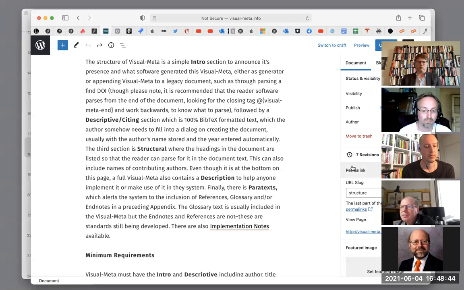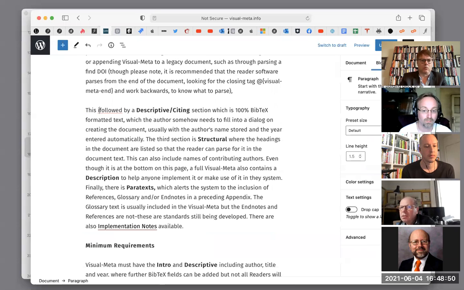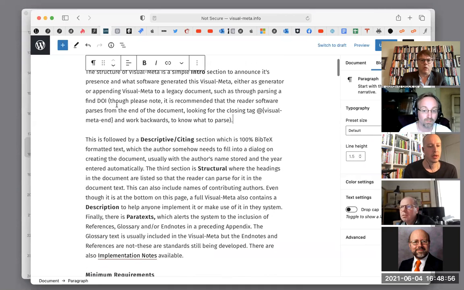Person to find DOI. Where are you? Line 4, beginning of the line, or 4 lines up from where you are. Second line on the screen. Find DOI. And the parsing, thank you.